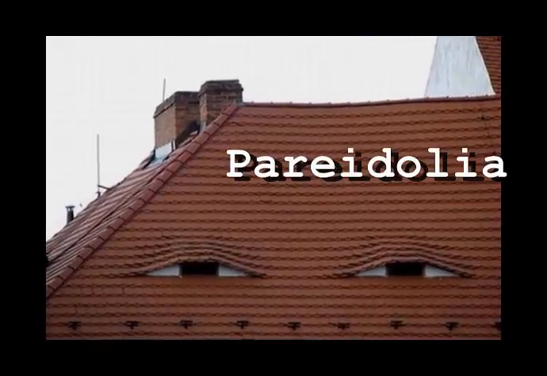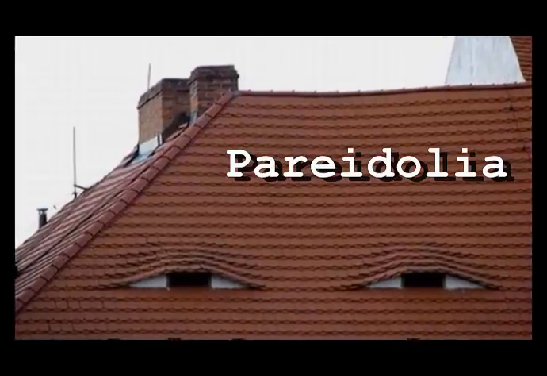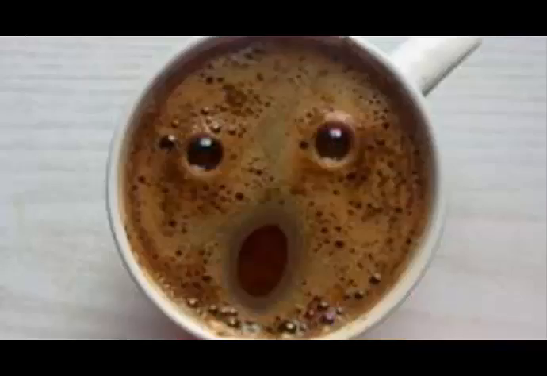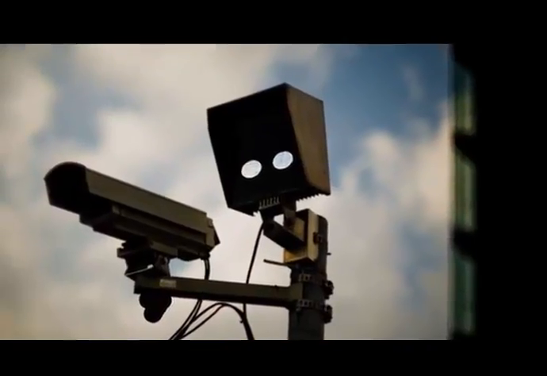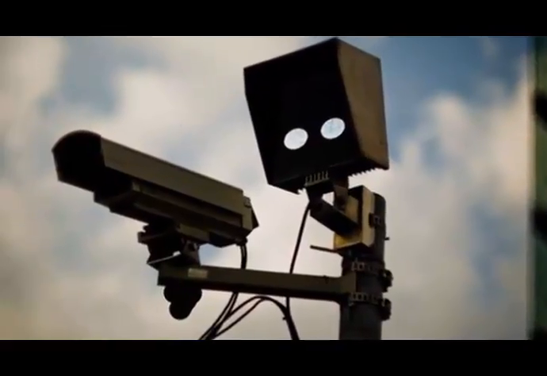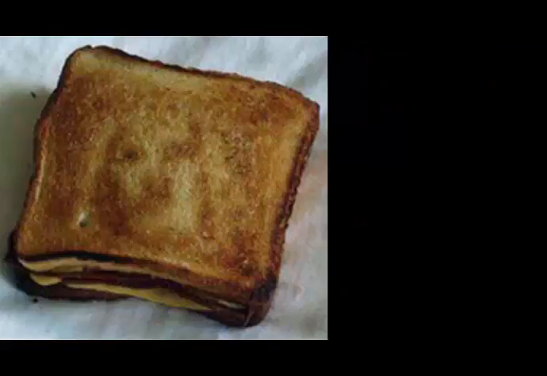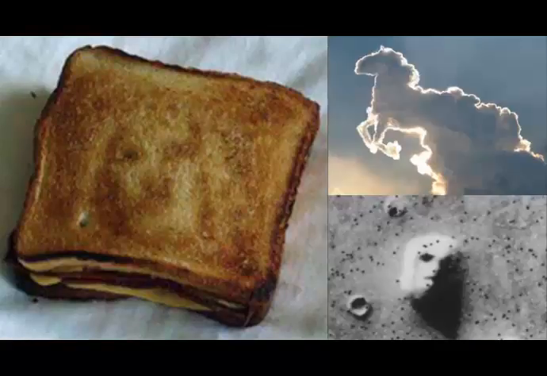Pareidolia. This is simply a part of human evolution. Your brain has a need to make order of the chaos around it, and it will sometimes perceive a familiar pattern where none actually exists. This is a phenomenon behind many paranormal images. See Jesus in toast, an image in the clouds, or a face on Mars. It's simply pareidolia. If you look hard enough for something, you will find it, whether it's there or not.